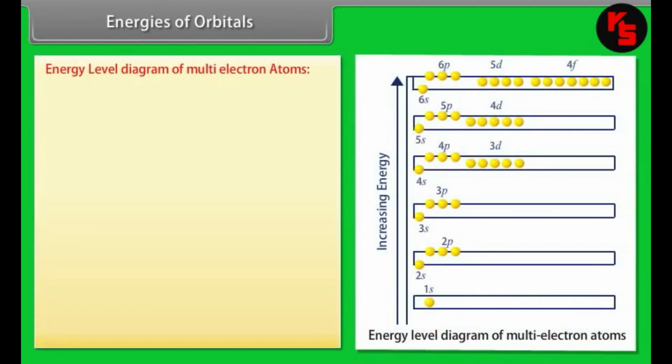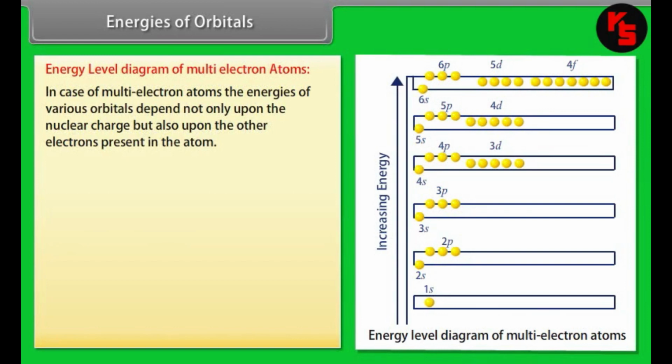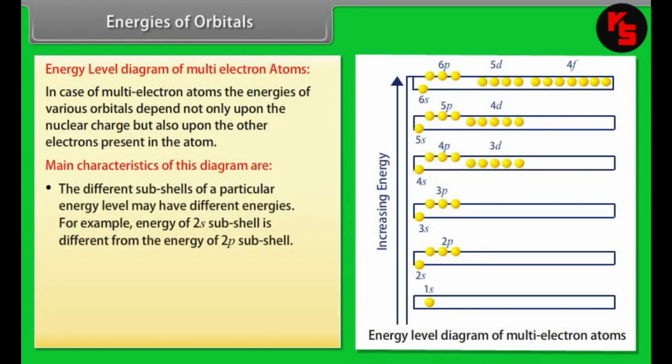Energy level diagram of multi-electron atoms. In case of multi-electron atoms, the energies of various orbitals depend not only upon the nuclear charge but also upon the other electrons present in the atom. Main characteristics of this diagram are: number 1, the different subshells of a particular energy level may have different energies.